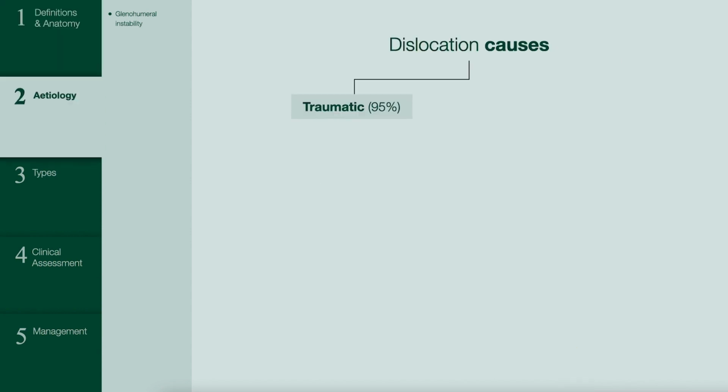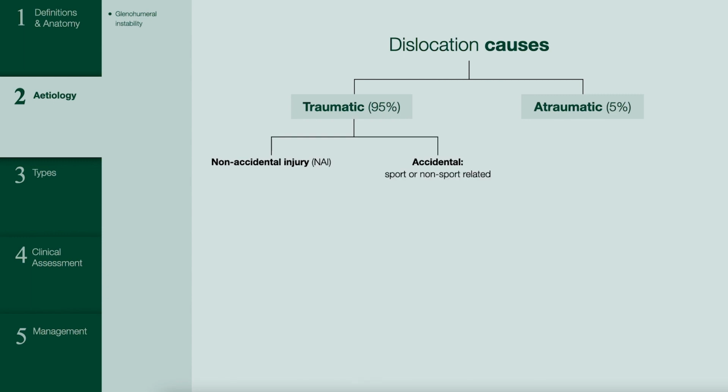Shoulder dislocations may be traumatic or atraumatic. Traumatic causes are due to non-accidental injuries or accidental injuries. Accidental injuries may be sport or non-sport related. Atraumatic causes include congenital causes, cerebral palsy, ligamentous laxity, and axillary nerve dysfunction.